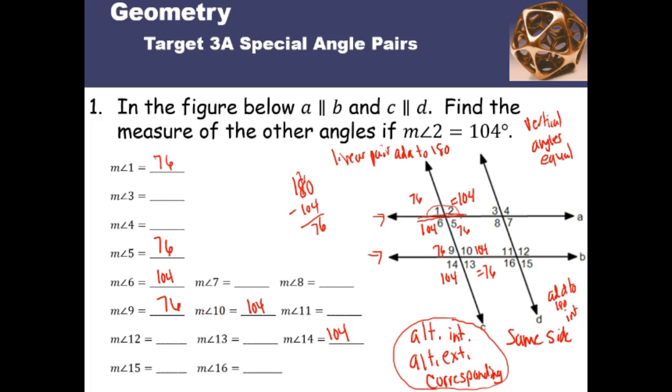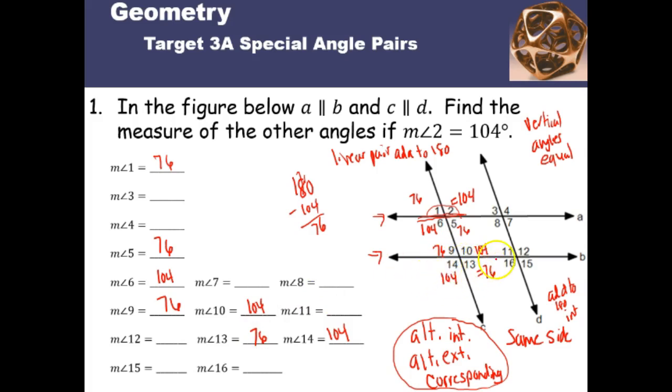Did I make a mistake? How did I get that 9 was 76 already? 1, 5, 9, and 13. Oh, I didn't write 13. 13 was 76. I wrote that, but 9 and 13 are both 76.